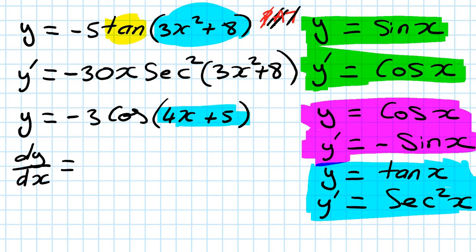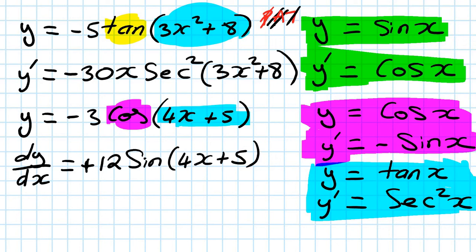The derivative of 4x plus 5 is 4, correct? So 4 times minus 3 is minus 12. See, done, derivative of the angle. Now the derivative of the trig. The trig is cos. If I differentiate cos, it gives me minus sine. So minus sine times minus gives you a plus. I just put a plus here, and then it becomes sine of, I just copy that out, 4x plus 5.